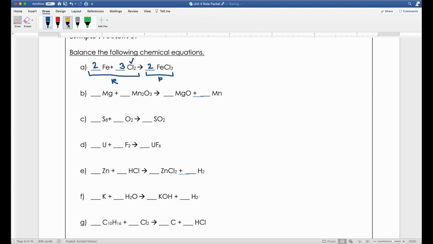And remember, these numbers are what we call coefficients. So this number here, this number, and this number, we call those coefficients. They're the numbers that we add to the front of each of those. We don't want to change these guys right here because then it changes the overall composition of the molecule.